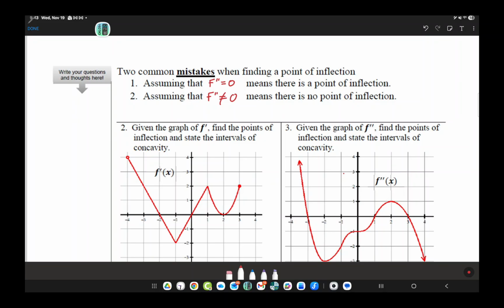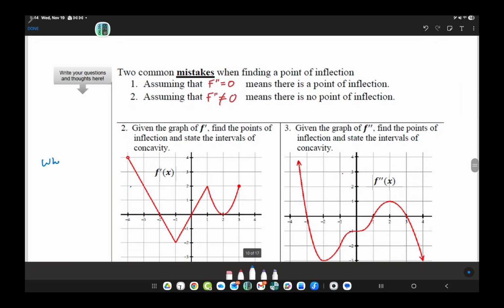All right. One thing that's going to help is if we are given the derivative of the function. If we're given the derivative of the function, so number 2, we are given the derivative. Where would the second derivative be negative? Where is f double prime of x less than 0? How would you find out where the second derivative is less than 0 when you're given the first derivative?